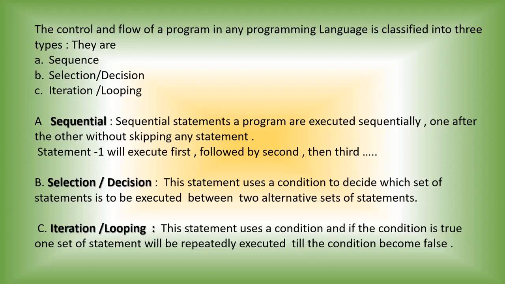One is sequential. Sequential means all the statements are executed continuously without skipping any statement in between. Second one is selection. Selection means a condition will be specified. If the condition is true, one set of statements will be executed. If the condition is false, the other set of statements will be executed. Third one is iteration. Iteration means you will specify a condition. If the condition is true, one set of statements will be executed. Again, it will check the same condition. Again, if it is true, the same set of statements will be executed repeatedly. If the condition is false, execution of the statements will be stopped there. That is known as iteration.